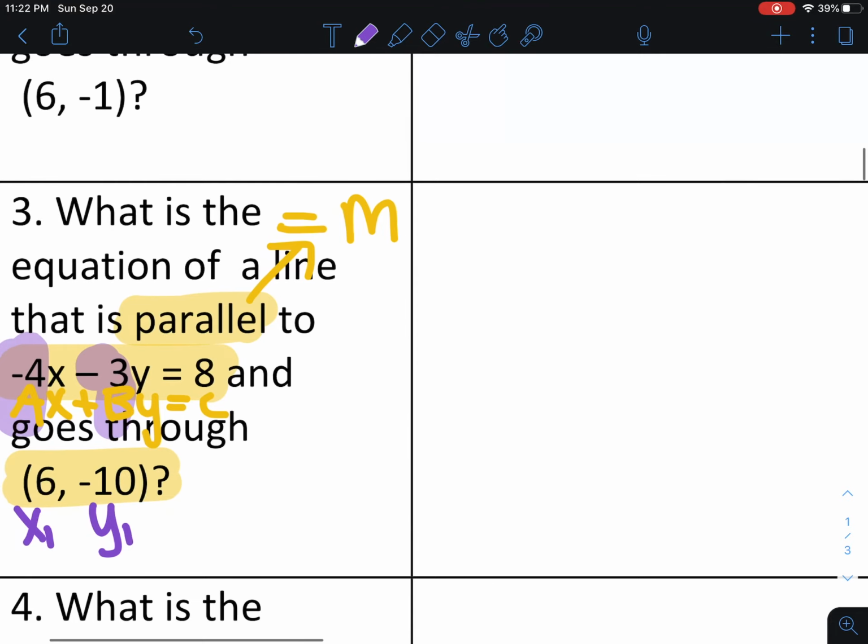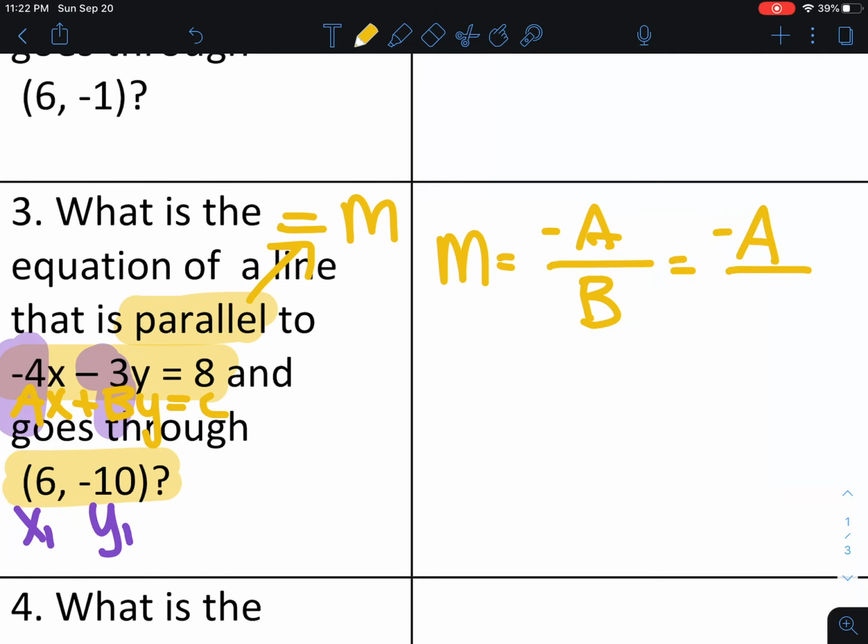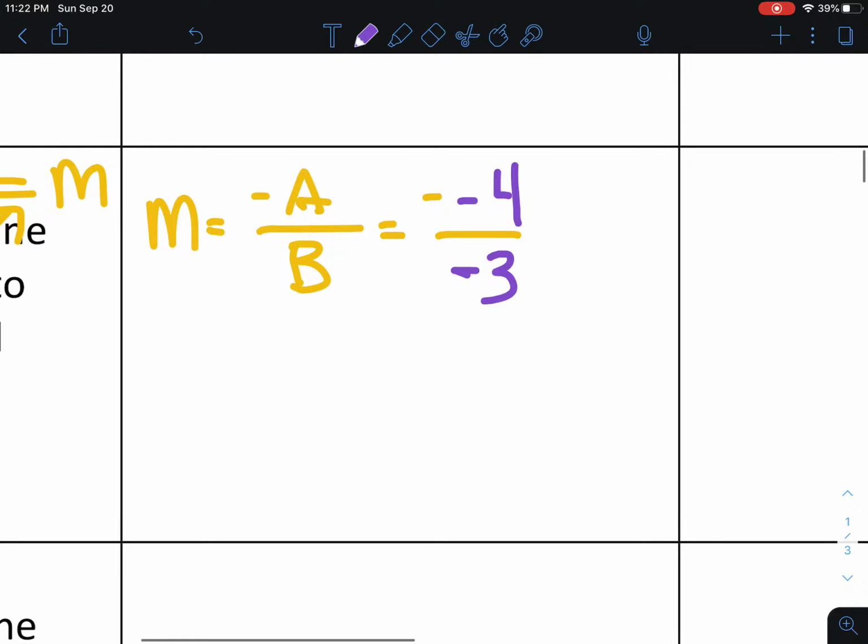All right, step 1, we have to find the slope. So we have m equals negative a over b, and I like to write it twice so that I can erase and replace. So I'm going to erase a, and I'm going to replace it with negative 4, because that's what a was. I'm going to erase b, and I'm going to replace it with negative 3, because that's what b was. And now I'm going to simplify this fraction.